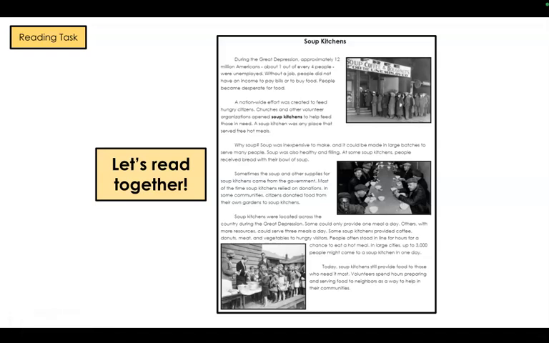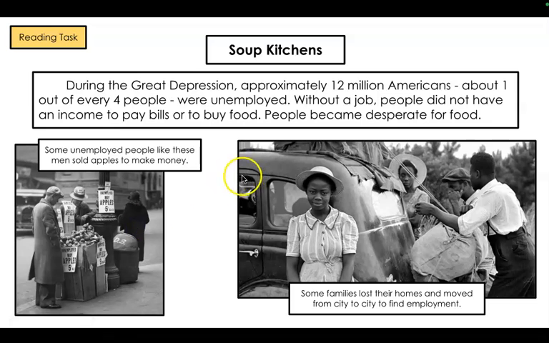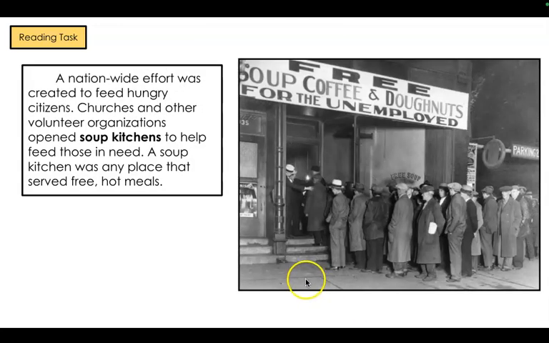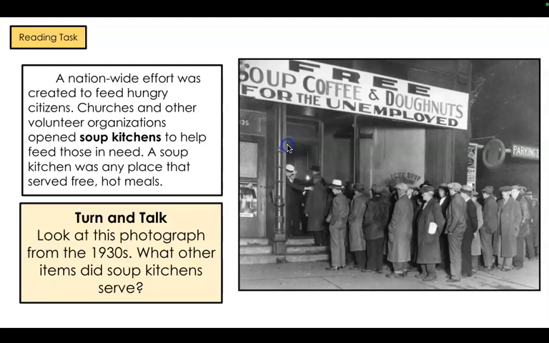So now you have your passage folded and glued. Now let's look at some pictures. So here you have some unemployed people like these men selling apples just to make money. Here's some families who lost their homes and they moved from city to city to find employment, kind of like we saw the men jumping and sneaking on the trains on Monday. Here is a closer picture that I showed you at the beginning. This was taken in the 1930s.